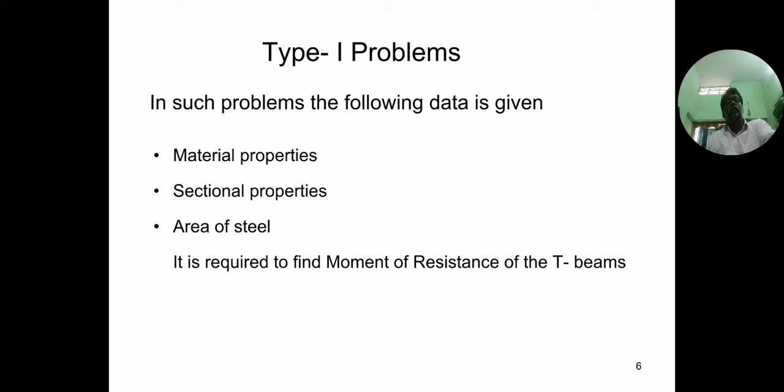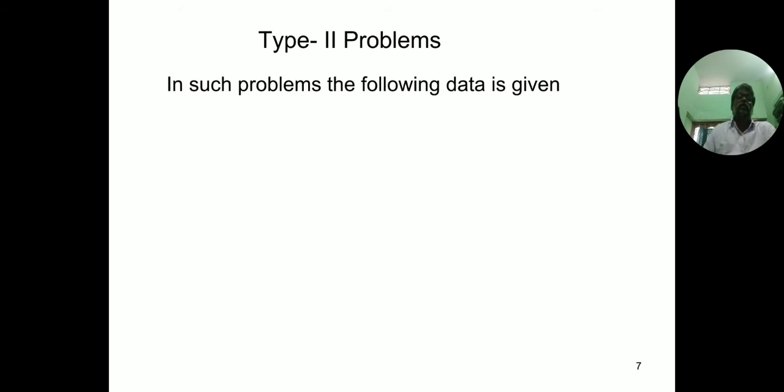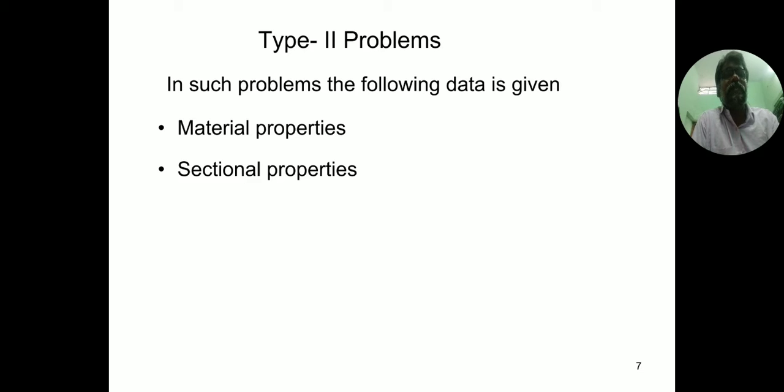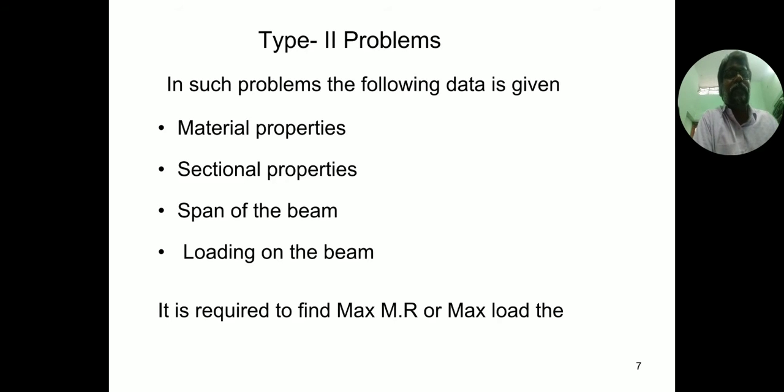Next slide. Type 2 problems. Such data is given. What data? Material properties, fck and fy values. Sectional properties, dimensions of the T-beam. Span of the beam and loading of the beam will be given. Ast is not given. We have to find out the Ast, we have to design it in this problem. It is required to find the maximum MR, maximum load.